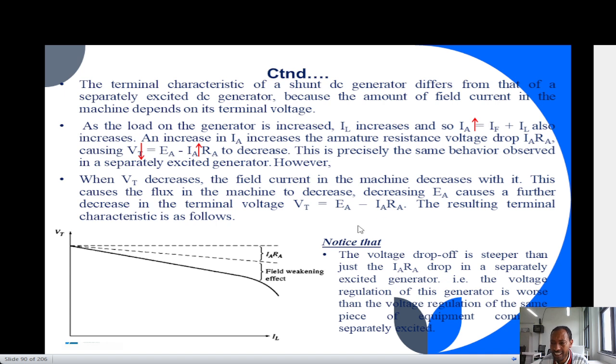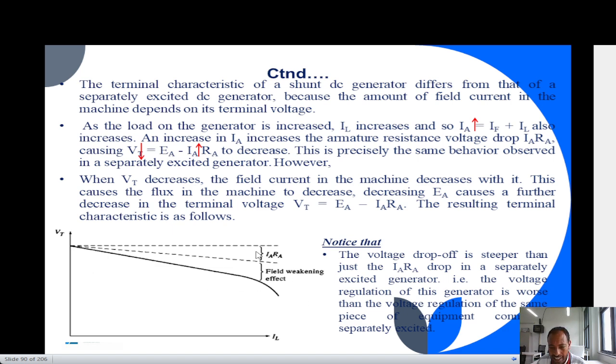Therefore, the resulting terminal characteristic curve will be much steeper than that of the separately excited DC generator, because of both effects: increasing load decreases VT, decrement of VT leads to decrement of the flux inside the machine, decrement of flux leads to decrement of EG, and decrement of EG again leads to further decrement of VT. So VT will drastically reduce.